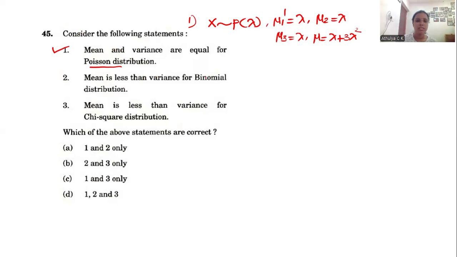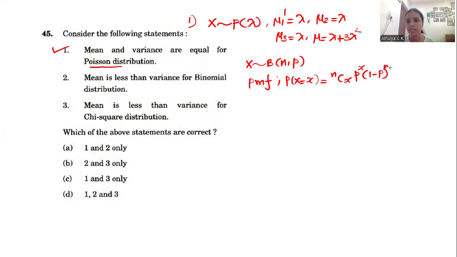Then the next statement is about a binomial distribution. That is, mean is less than variance for binomial distribution. Let's take that statement. If a random variable x follows binomial distribution with the parameters n and p, then the probability mass function, let's write that also. P of X equal to x can be written as nCx into p to the power x into 1 minus p to the power n minus x.